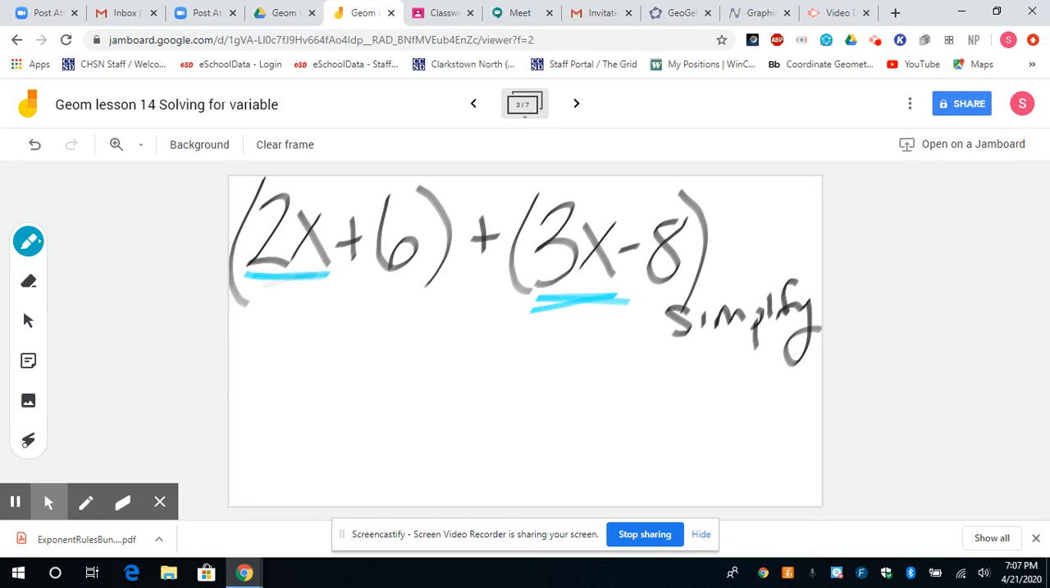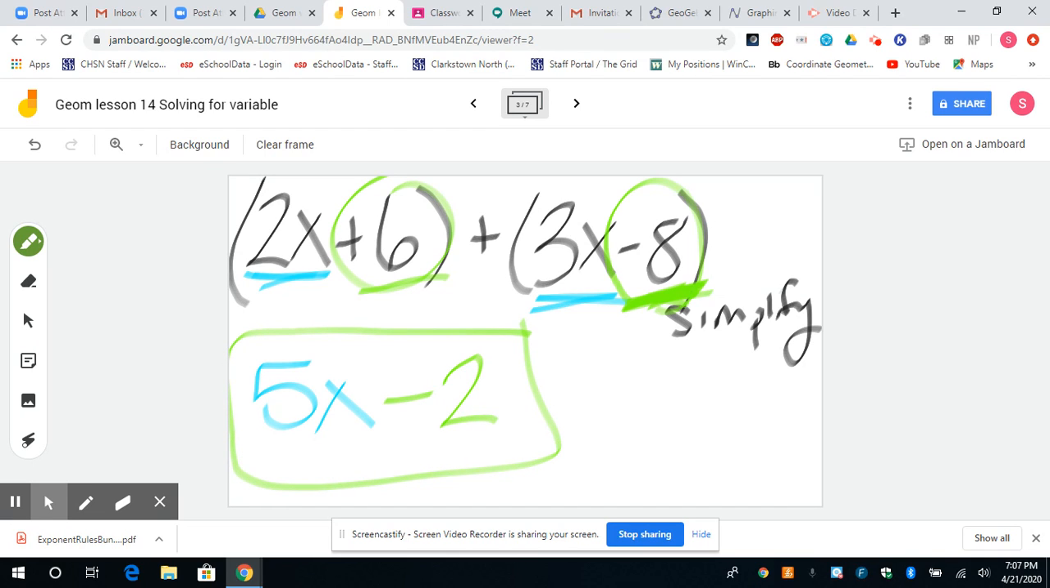So let's combine the x's. And again, we're just adding, we're dropping the parentheses, nothing changes here. So we get 5x. Combine the 6 and the -8. Careful, it's not a positive, it's a negative. So 6 minus 8 is -2. We can't combine these, so that's our final answer. So we just simplified.